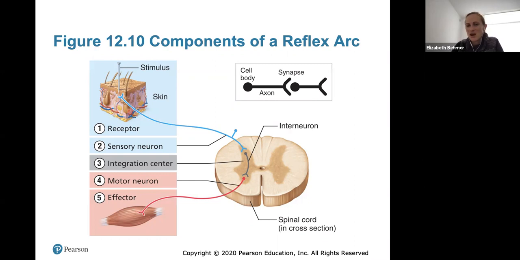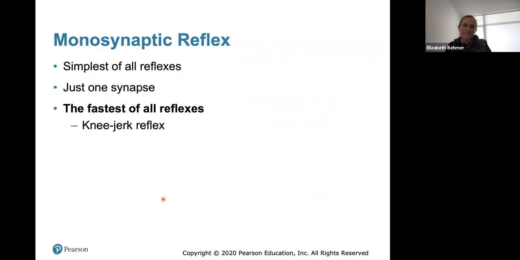So you can see here, all sensory information comes in the posterior side of the spinal cord, or the dorsal side, and sensory or motor information then travels out the anterior or ventral side of the spinal cord.